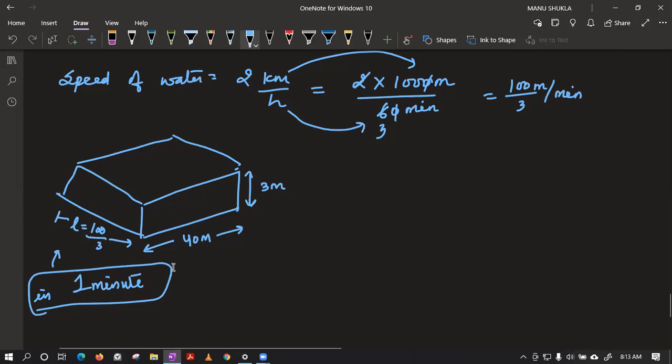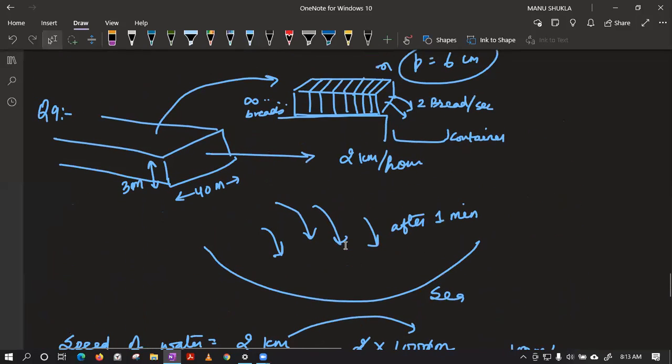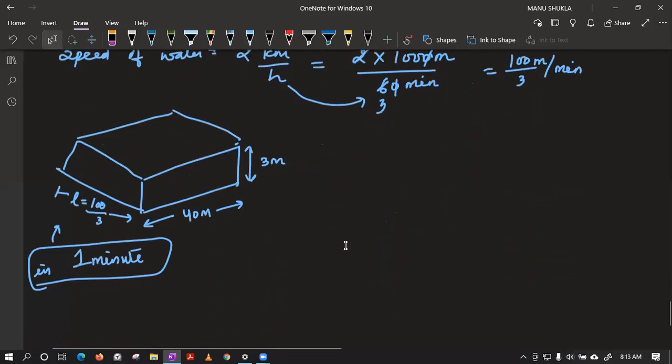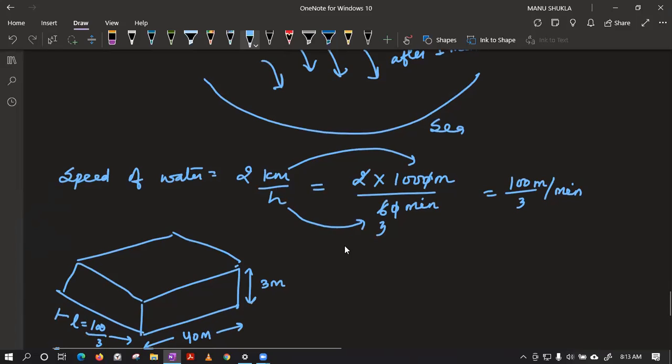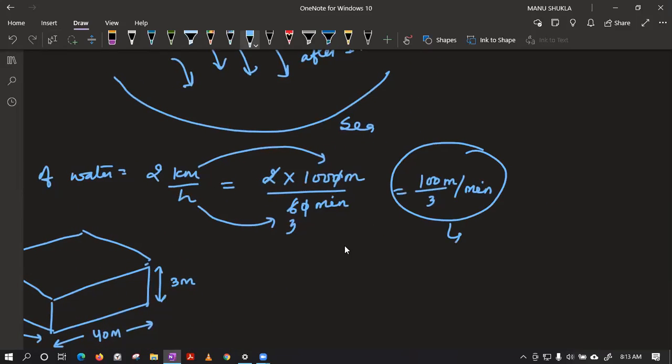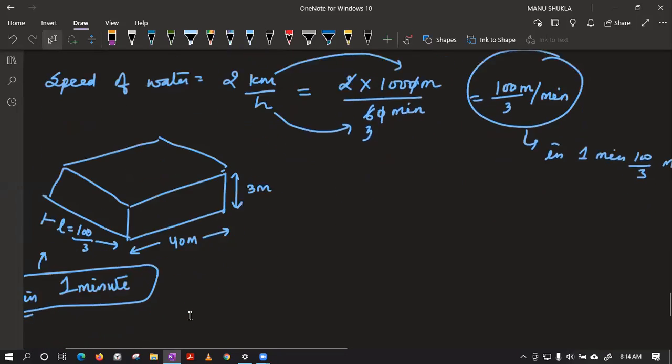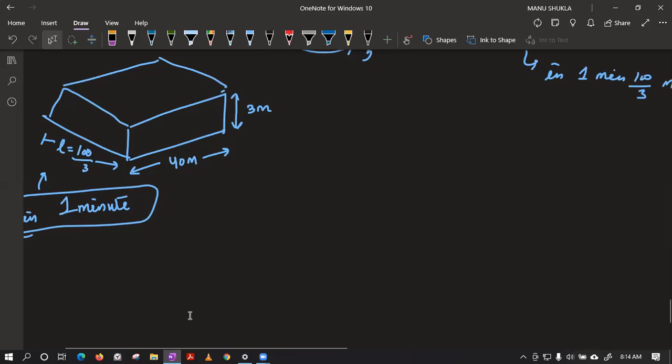Just it came to my mind that we can take it as a small cuboid. Actually, we can't tell what is the length of this cuboid, but as soon as we have the time with us, we can say in 1 minute, this was the speed. We can say in 1 minute, 100 upon 3 meters will fall. So that means we can take it as the length of the cuboid which we are considering. Now, all of you, is it tough for you to find this volume now? We know the length, we know the breadth, we know the height. Earlier, the only problem was length, but now we have the length. We can easily find the volume of water falling down.